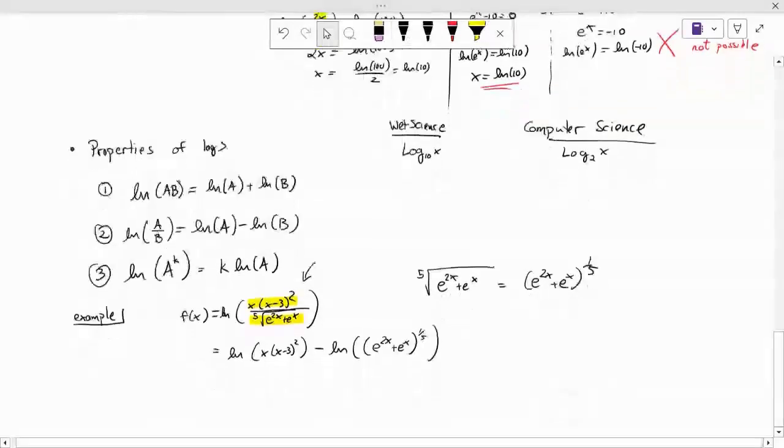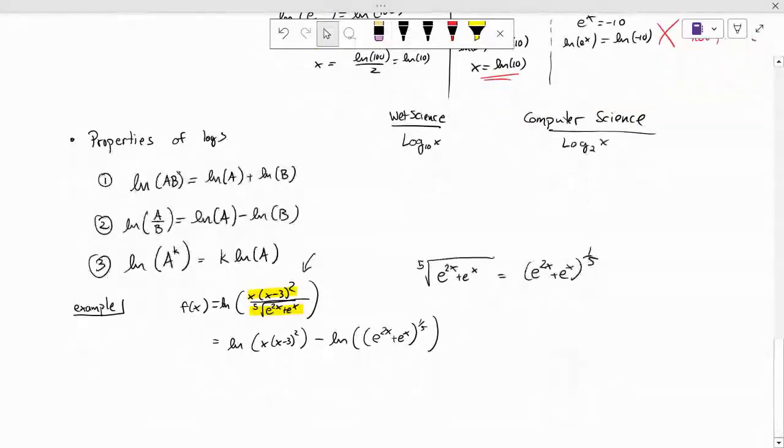All this stuff is the same level of hype as folding laundry. But it's necessary, so. All right.